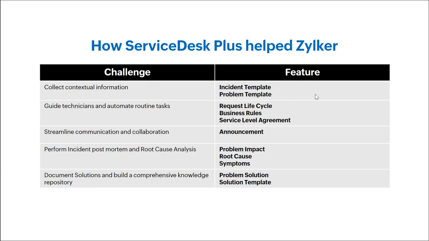Okay, so now we have found the permanent fix for the issue as well. But there should be some place to document all these solutions and to build a comprehensive knowledge repository. So here come the problem solution and solution template into place, where we can document all these solutions into various categories, which helps the support team and also the end users to resolve the request as early as possible. So these are all the challenges which were faced by Zilker and the features which helped Zilker to overcome all these challenges.